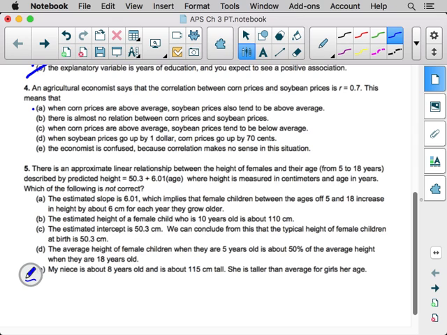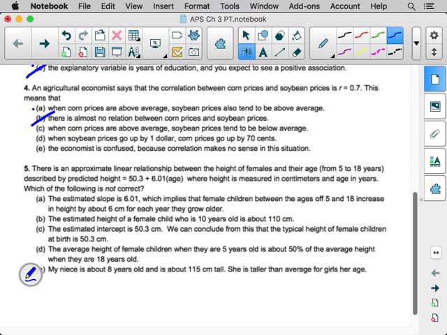We should always look at all of them, all right? So here, there's almost no relation between corn prices and soybean prices. Well, this is a decent relationship. So does it make sense for us to say now that there isn't one? Is B our answer? No.